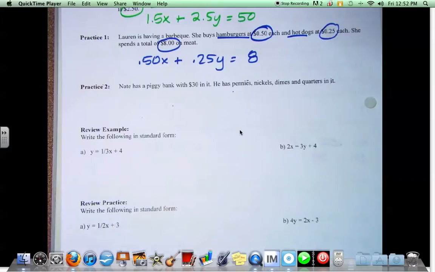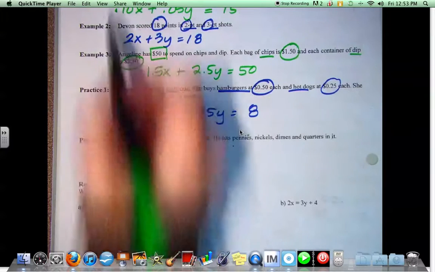Woo-hoo! Was it kind of easy? This is amazing. Okay. How come it goes 1, 2, 3? Nate has a piggy bank with $30 in it. He has pennies, nickels, dimes, quarters. Example, practice. No way.